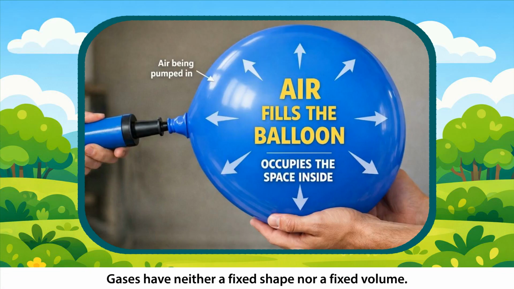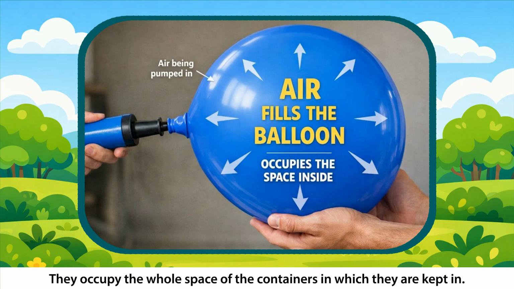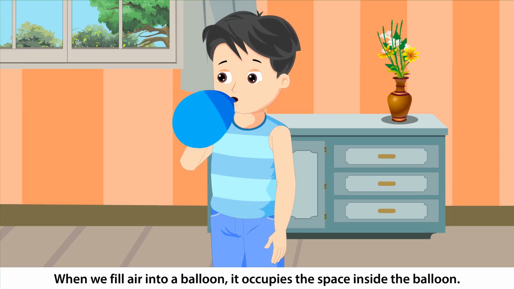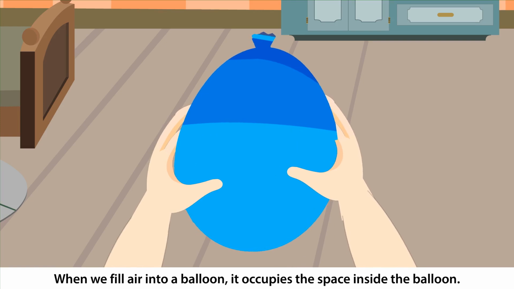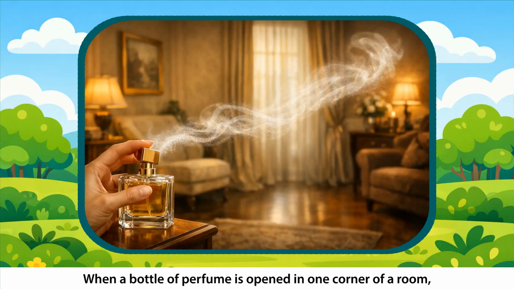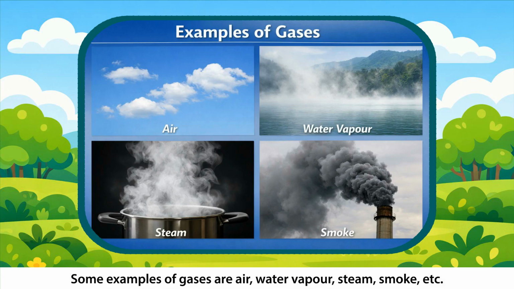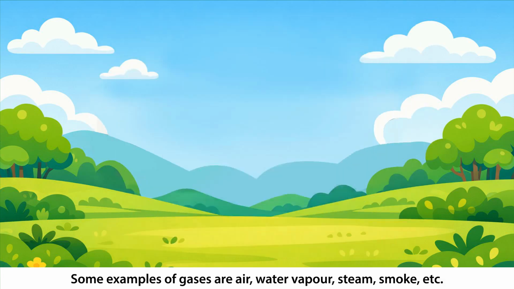Gases. Gases have neither a fixed shape nor a fixed volume. They occupy the whole space of the containers in which they are kept. Gases can flow more easily than liquids. When we fill air into a balloon, it occupies the space inside the balloon. When a bottle of perfume is opened in one corner of a room, its smell spreads quickly to the other corner. Some examples of gases are air, water vapor, steam, smoke, etc.